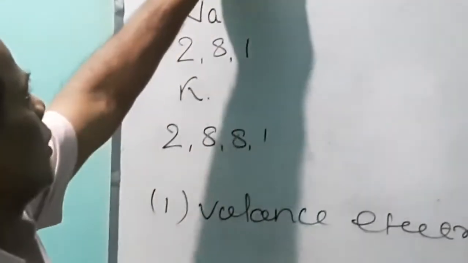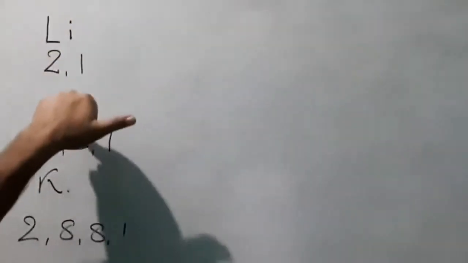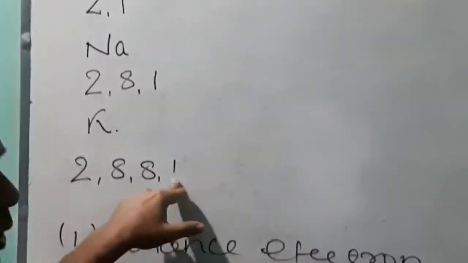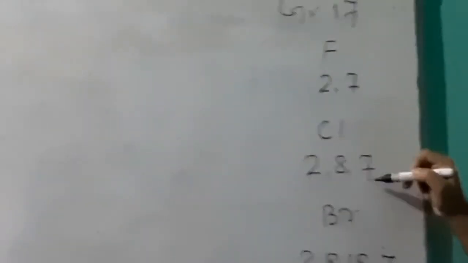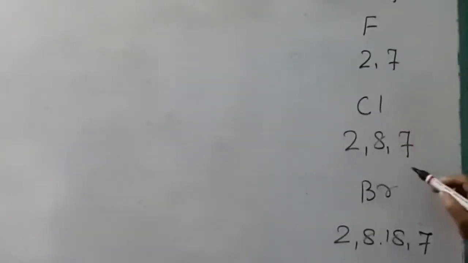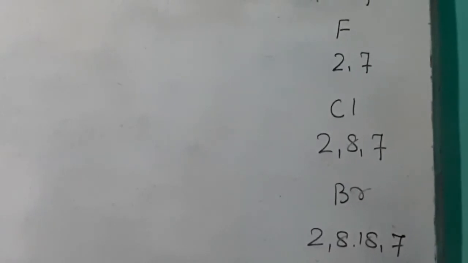You see, in group 1, we are talking about lithium, sodium, potassium. Here the valence electron is 1. Sodium has valence electron 1. Potassium has valence electron 1. If you talk about the group 17 elements, valence electron 7, 7, 7. Fluorine has 7 valence electrons. Chlorine has 7 valence electrons. And bromine has 7 valence electrons.